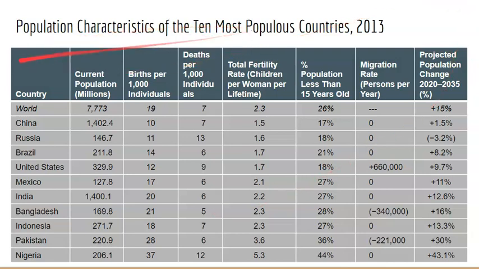All right, so you can pause and take a gander at this, but this is population characteristics of the 10 most populous countries in 2013. So you can see the current population, the birth rate, the death rate, total fertility, and then what percentage of the population is less than 15 years old. If this is really high, then we would expect that population to increase in the coming years. So Nigeria has a really high population change, and you can see at the bottom it says projected population change for Nigeria is 43%. So that's huge.